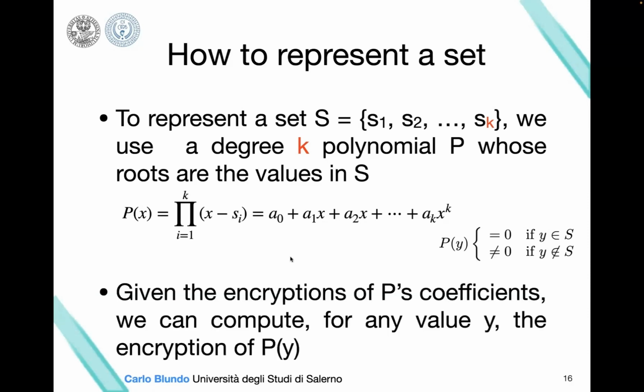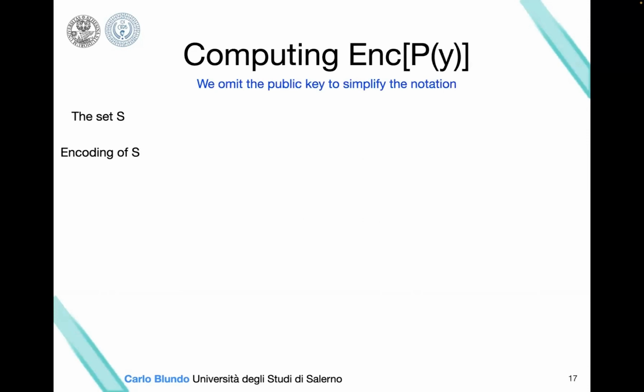Now, if I have the encryption of the coefficients of the polynomial, so A0, A1, A2, up to AK, we can compute the encryption of the polynomial evaluated at any value Y. I'll show you this in the next slide. We just use the property of the homomorphic encryption scheme. I omit the public key just to simplify the notation.